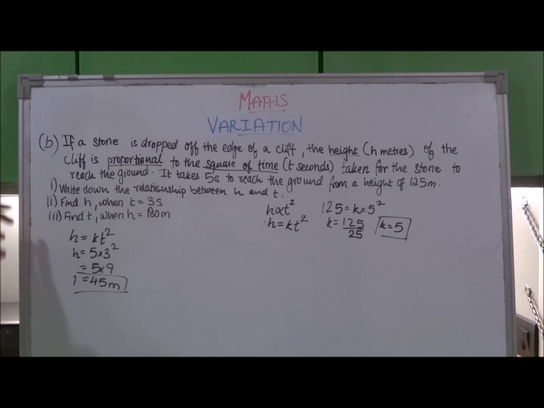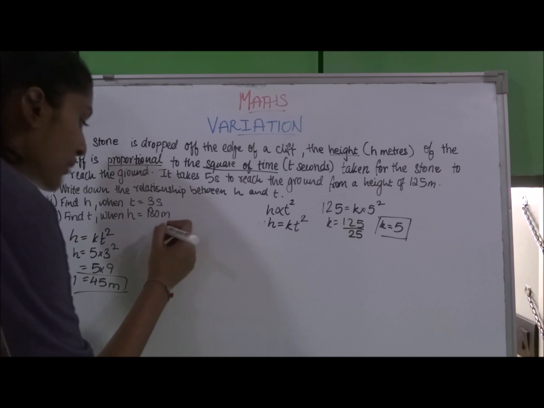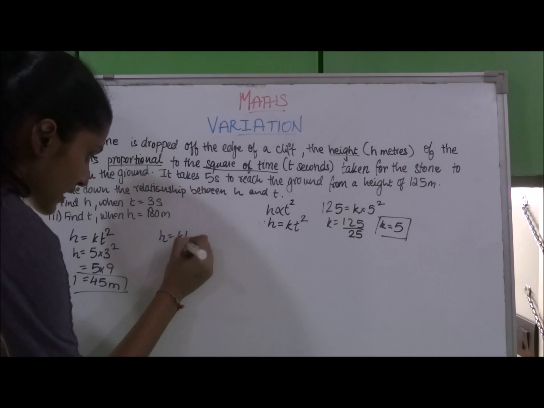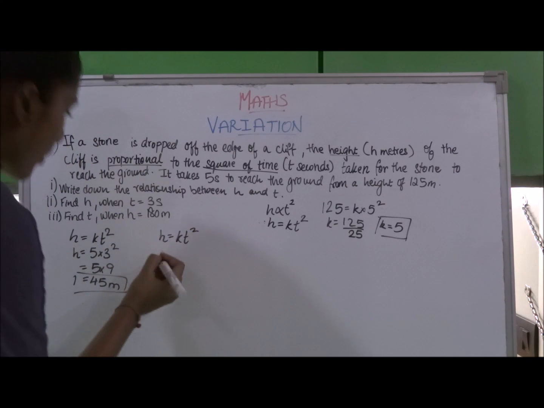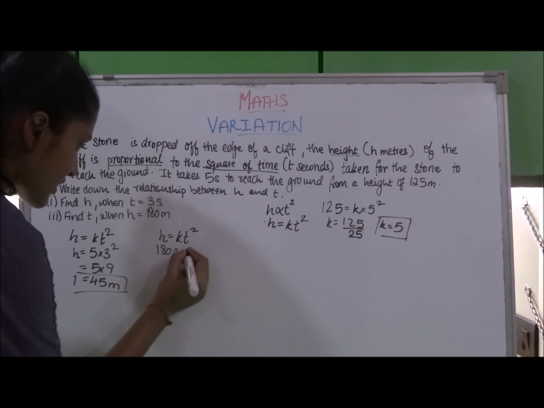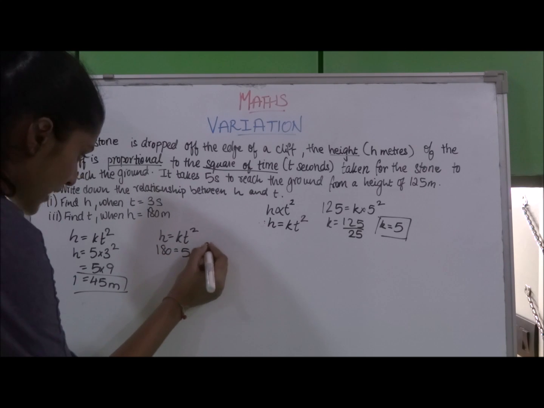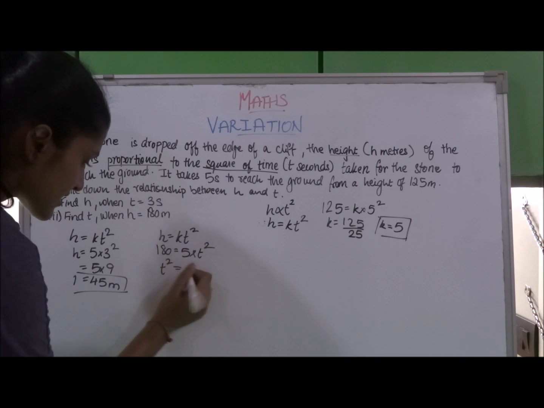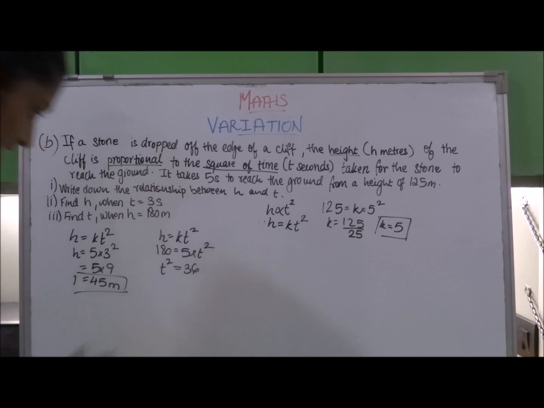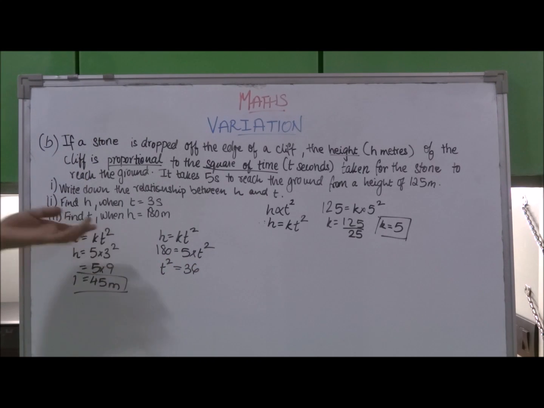Then to find t when h is 180 meters, we will again use the same formula. h is equal to kt square. So 180 is equal to 5 into t square. t square is equal to 36. But here they only need t, not t square.